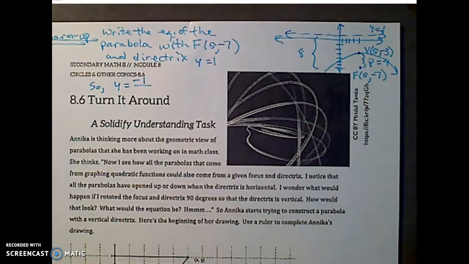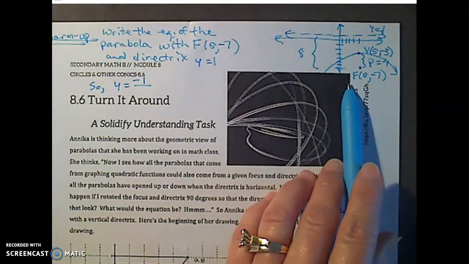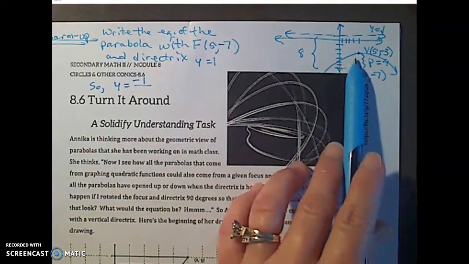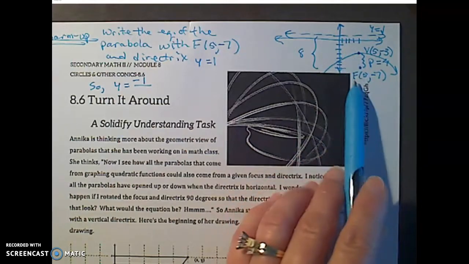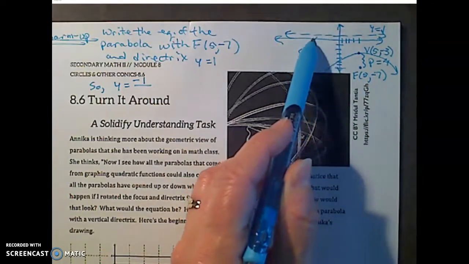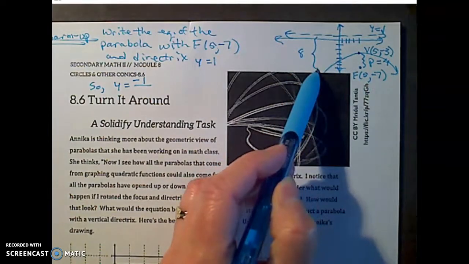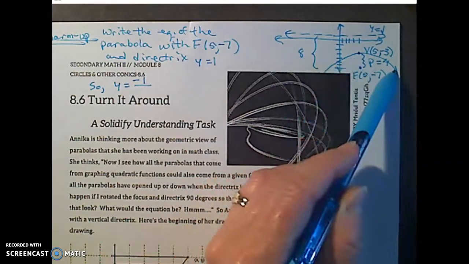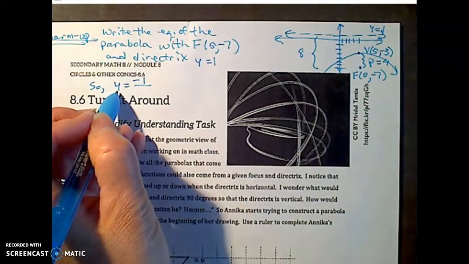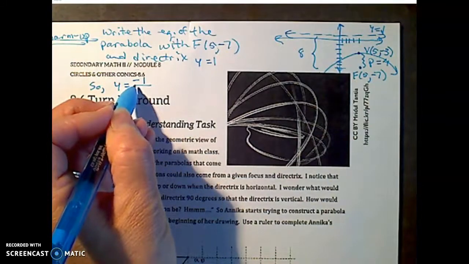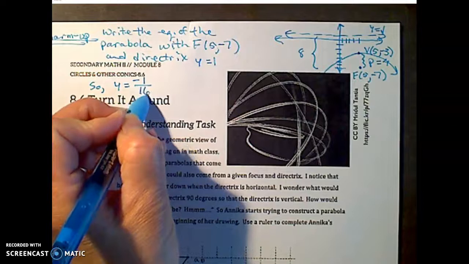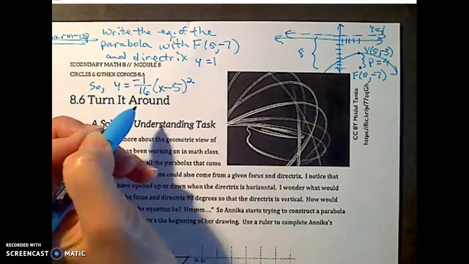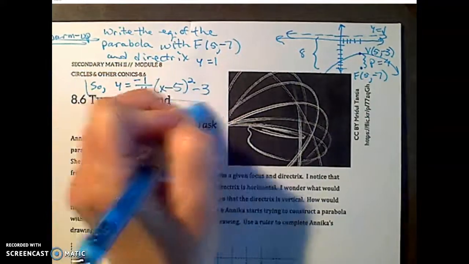Okay, thanks for trying the warm-up. I get a parabola that opens upside down. The vertex is directly in between the directrix and the focus, equidistant from both. The distance between those two was 8. That gives me a p-value of 4 to the vertex. My parabola opens downward, and I get an equation of y equals negative, since it's opening downward, 4 times p, which is 4, so negative 1/16 times (x minus 5) squared minus 3. All right, thanks for trying the warm-up.